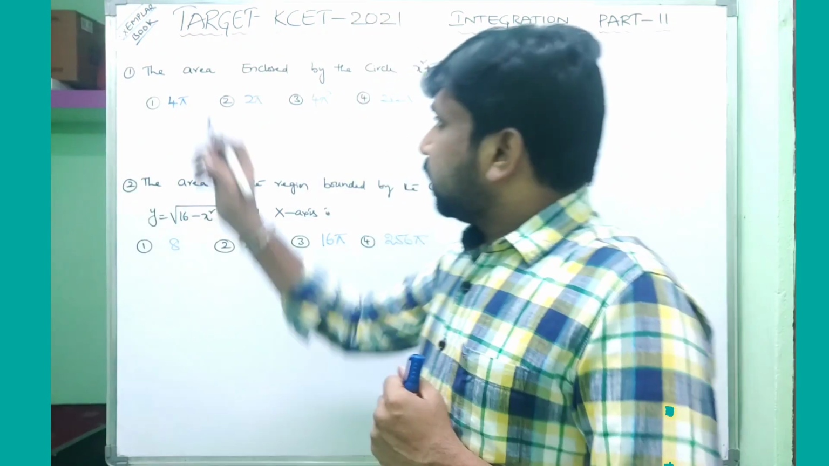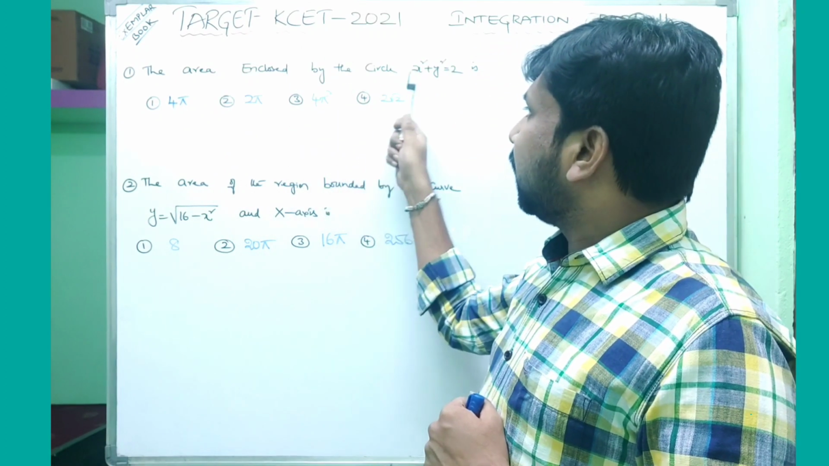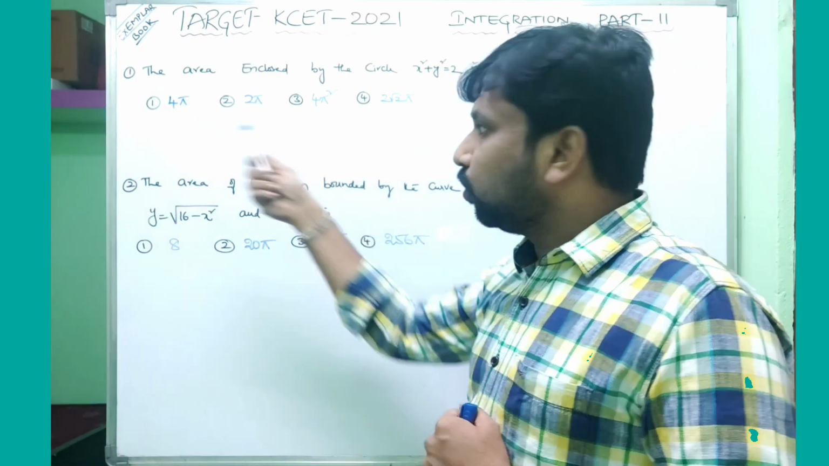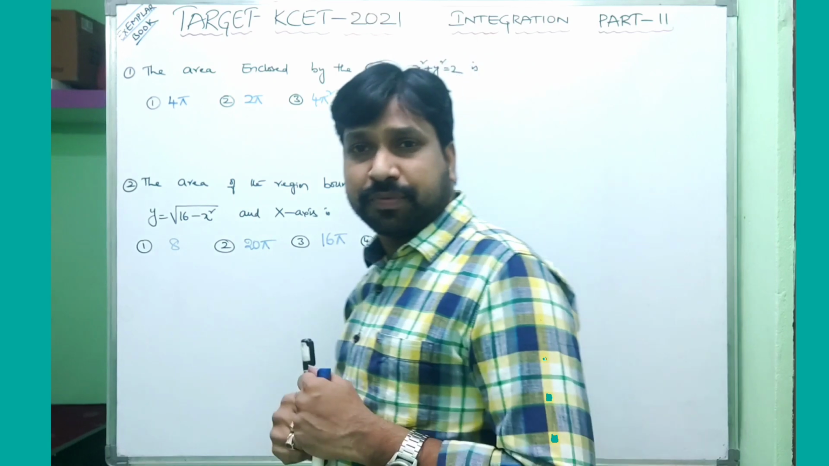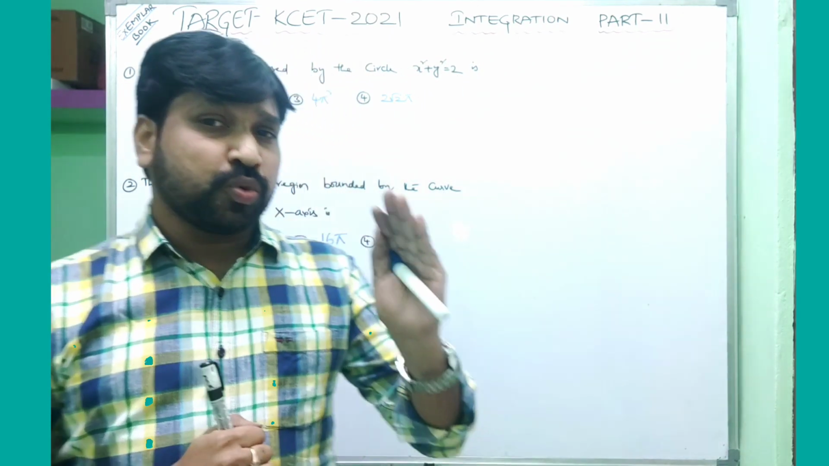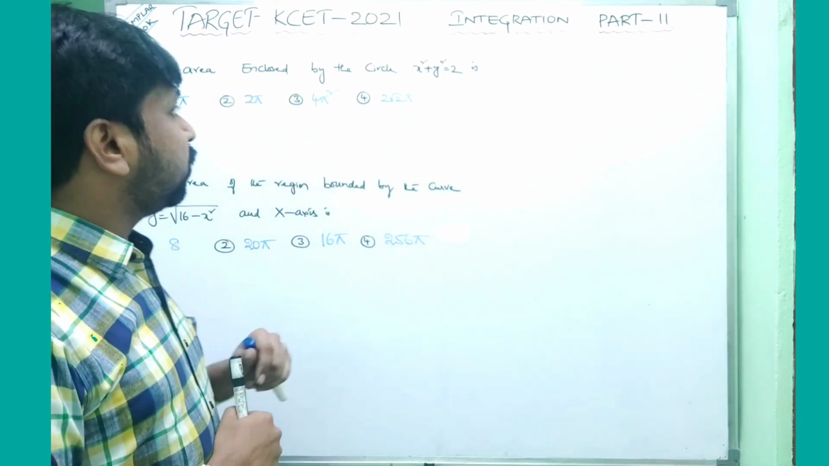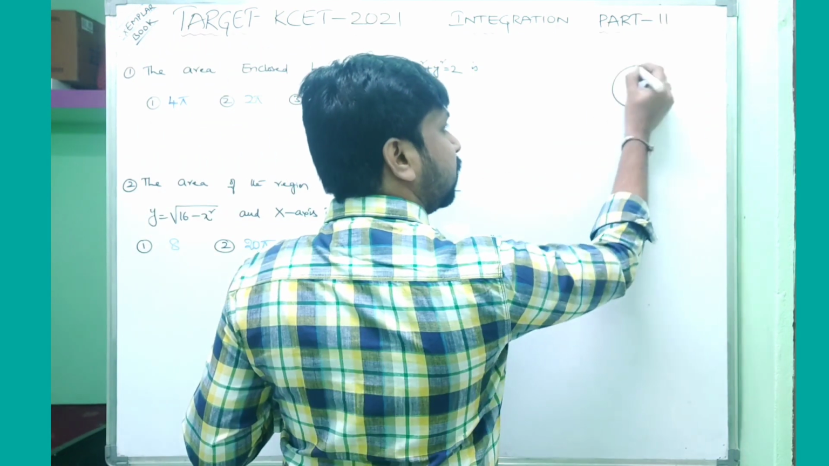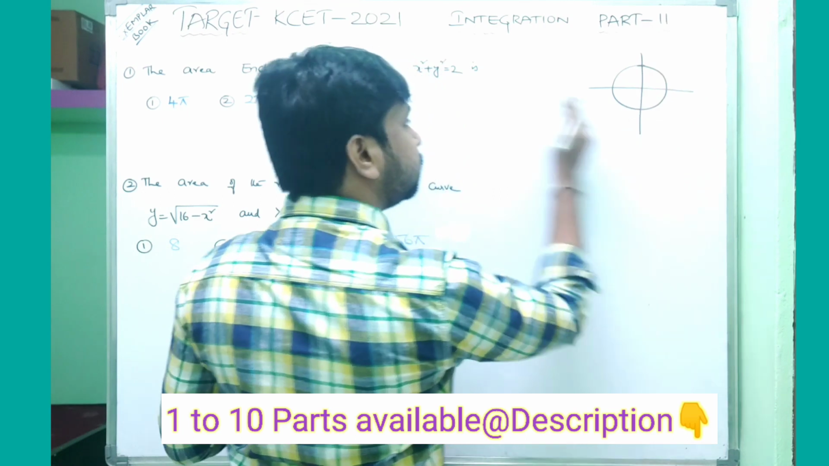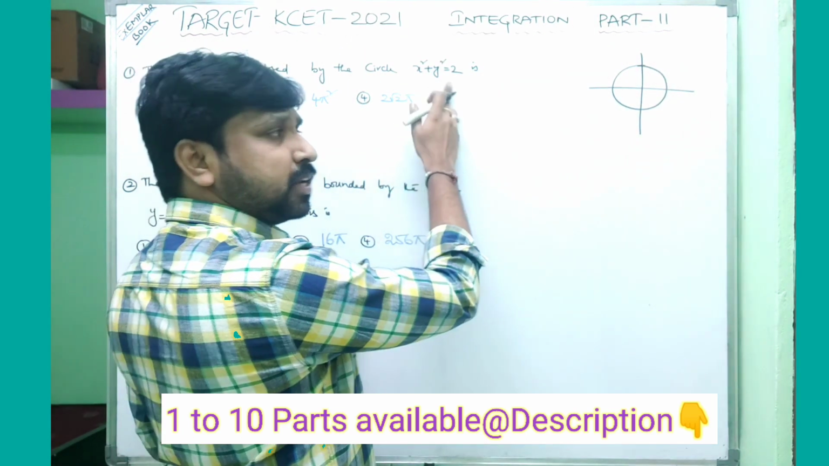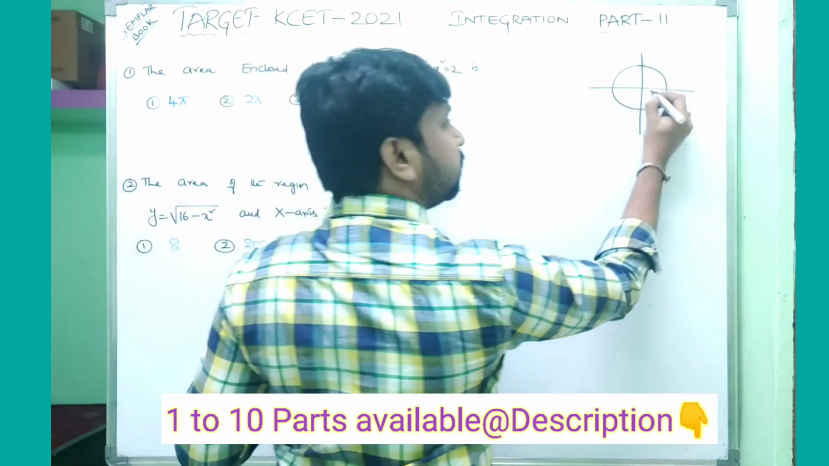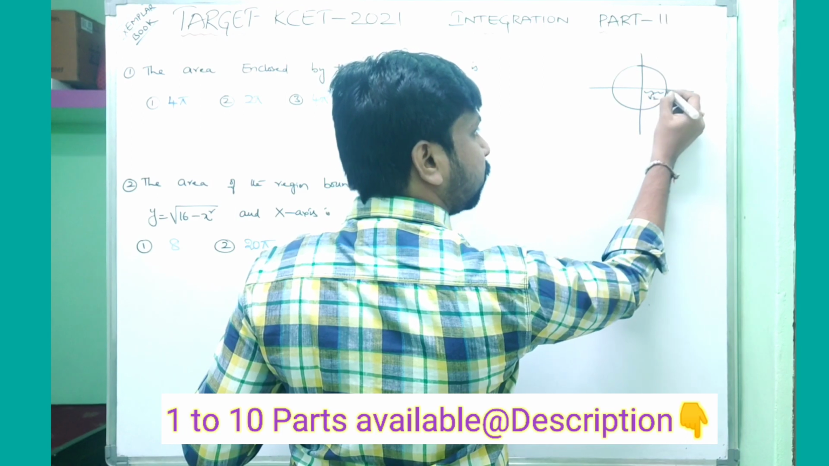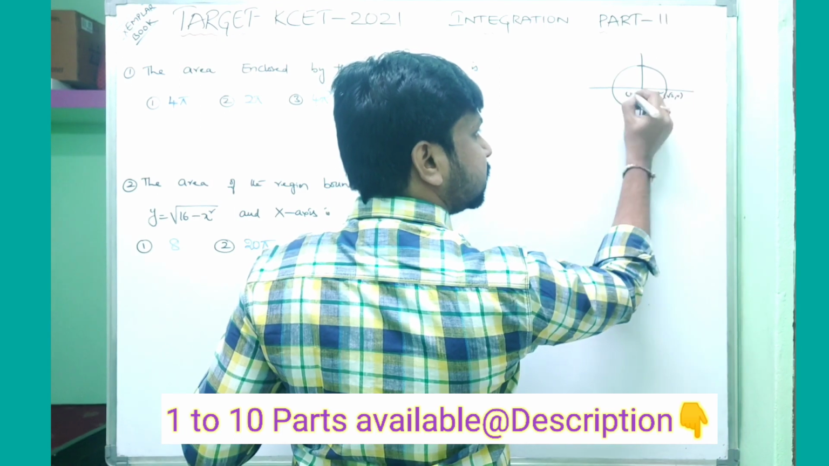Your first question, friends. The area enclosed by the circle x square plus y square is equal to 2, followed by options. Which option satisfies? They are asking the area enclosed by the circle. Actually, what you need to do? You are going to find the diagram for x square plus y square is equal to 2. It is passing through the origin. Why? Because h comma k are zeros and the radius is root 2 units. This is root 2 comma 0, and this is 0 comma 0.